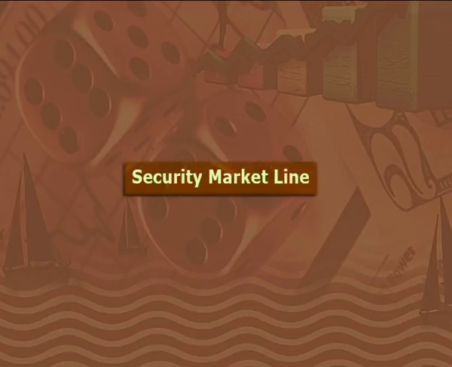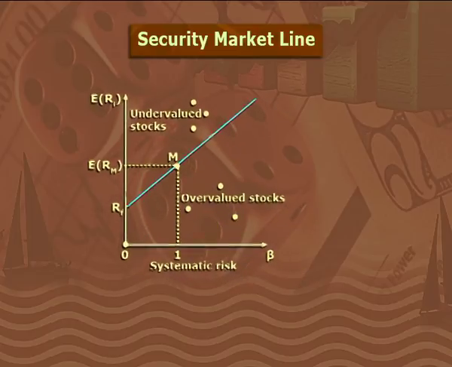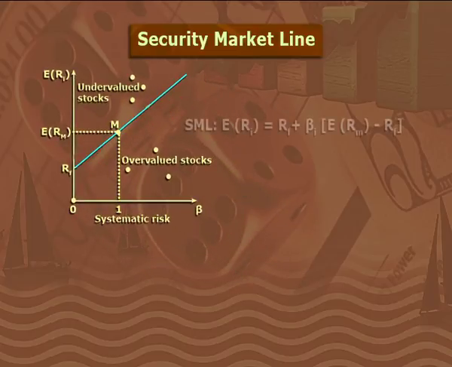Let's understand what is security market line. Security market line is the representation of the capital asset pricing model. It displays the expected rate of return of an individual security as a function of systematic non-diversifiable risk. The y-intercept of the security market line is equal to the risk-free interest rate. The slope of the security market line is equal to market risk premium and reflects the risk-return trade-off at a given time.